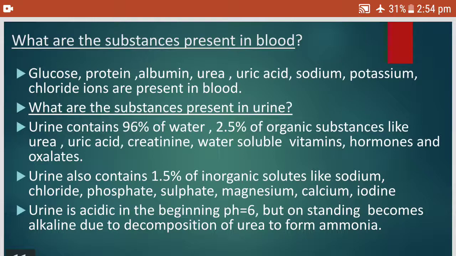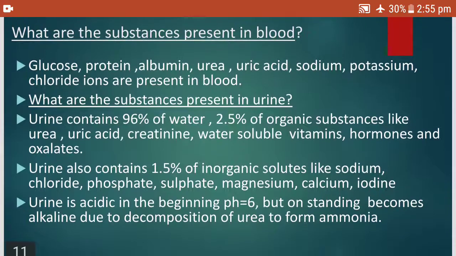What are the substances present in blood? Glucose, protein, albumin, urea, uric acid, sodium, potassium, chloride ions are present in blood. What are the substances present in urine? Urine contains 96% of water, 2.5% of organic substances like urea, uric acid, creatinine, water-soluble vitamins, hormones and oxalates. Urine also contains 1.5% of inorganic salts like sodium, chloride, phosphate, sulfate, magnesium, calcium, iodine. Urine is acidic in the beginning where pH is 6, but on standing becomes alkaline due to the decomposition of urea to form ammonia.